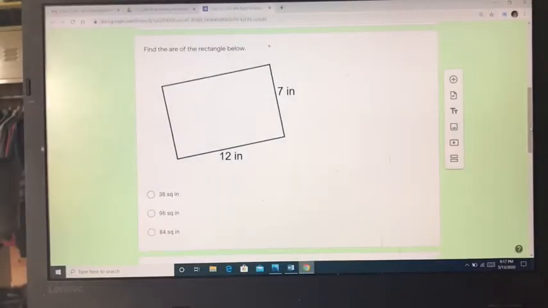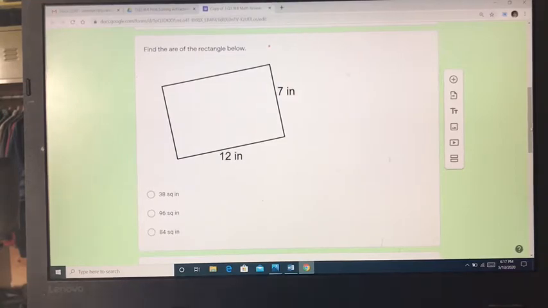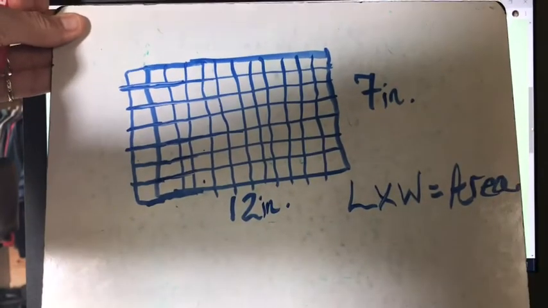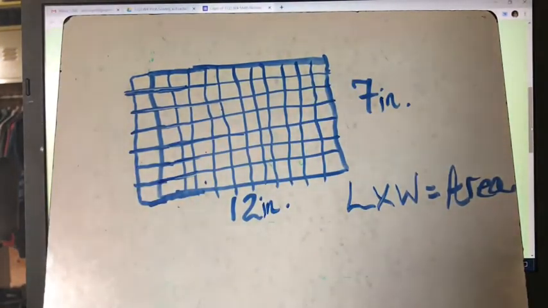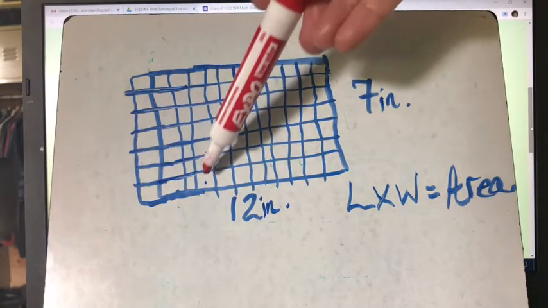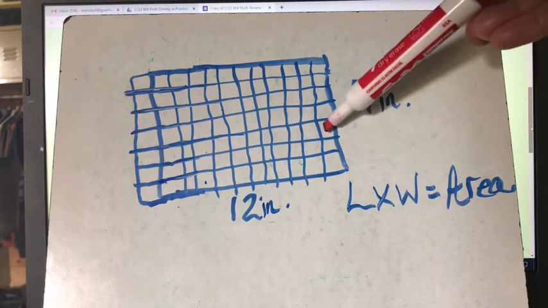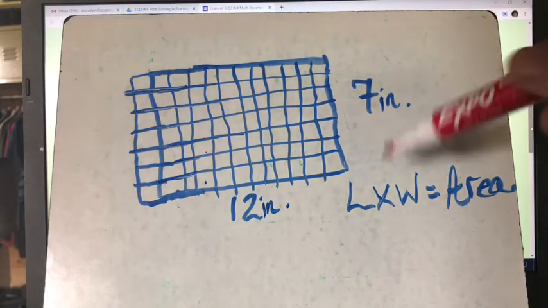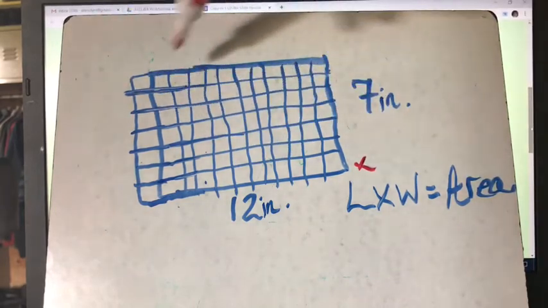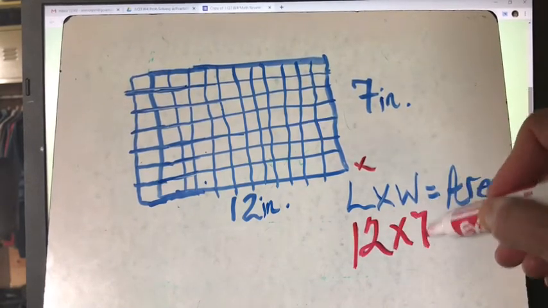Problem number 2 says find the area of the rectangle below. All right, so I have a rectangle and it measures 12 inches in length and 7 inches in width. So I remember that to find area, I can multiply length times width. Or I can count the array, the 12 by 7 array. I have 1, 2, 3, 4, 5, 6, 7, 8, 9, 10, 11, 12 going across. 1, 2, 3, 4, 5, 6, 7 going up. So I can count all these little squares all on the inside, or I can multiply 12 times 7.